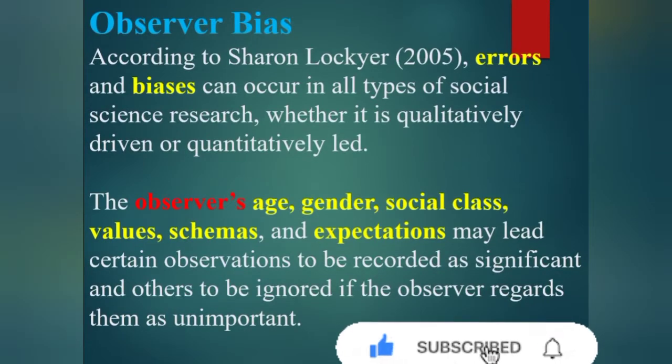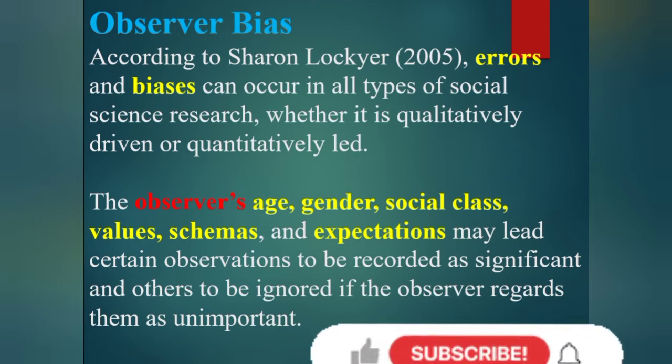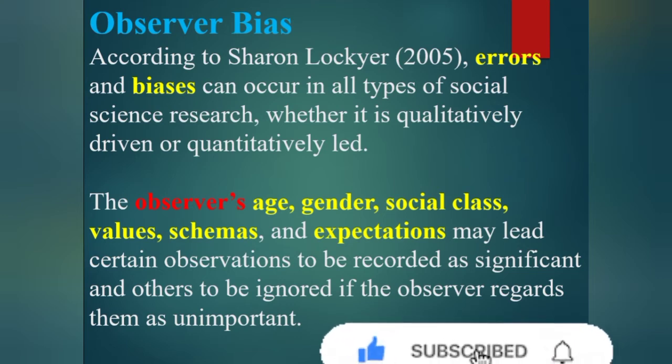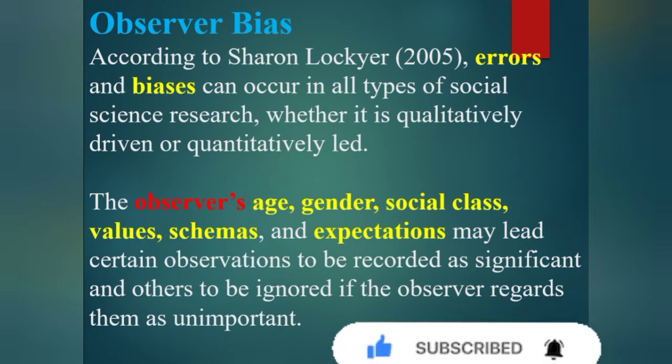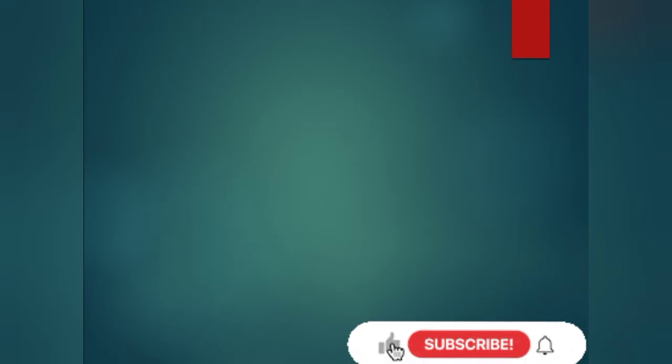Observer bias. According to Sharon Lockyer, 2005, errors and biases can occur in all types of social science research, whether it is qualitatively driven or quantitatively led. The observer's age, gender, social class, values, schemas, and expectations may lead certain observations to be recorded as significant and others to be ignored if the observer regards them as unimportant.